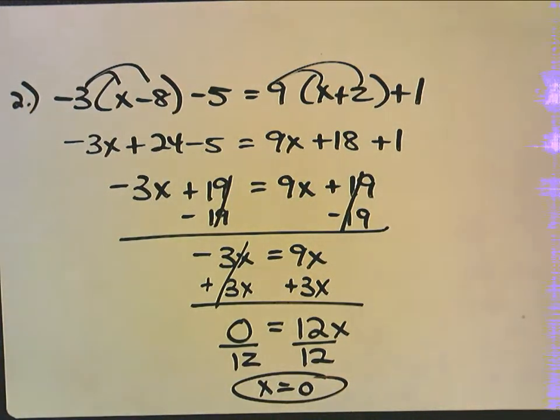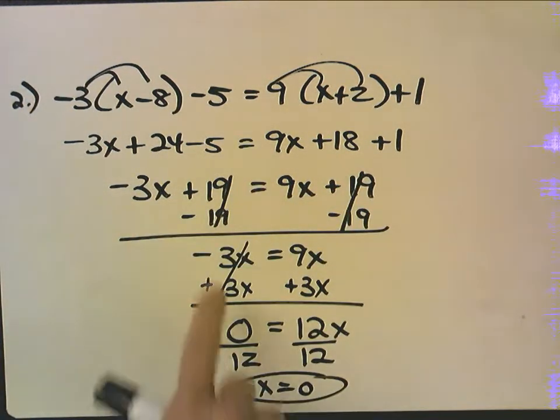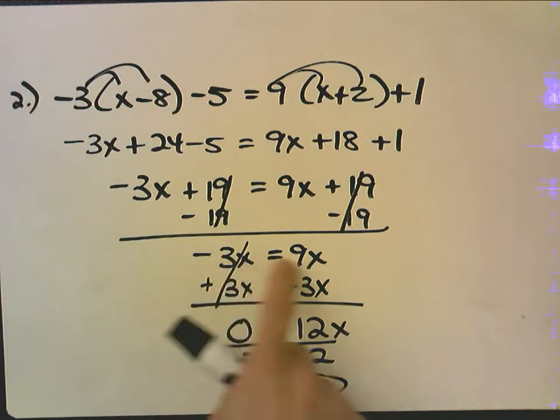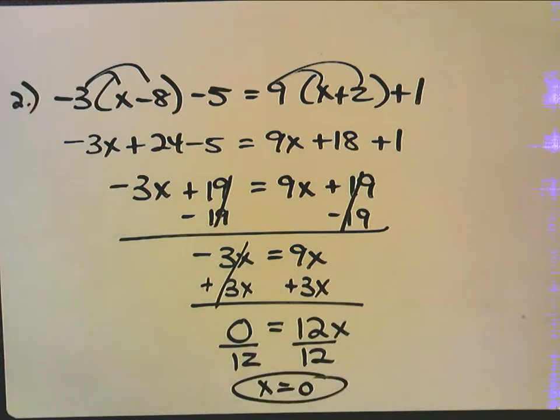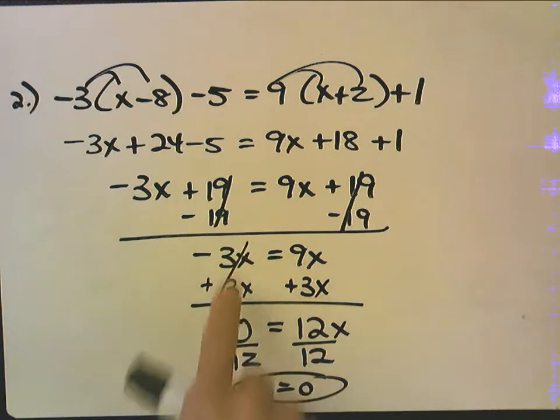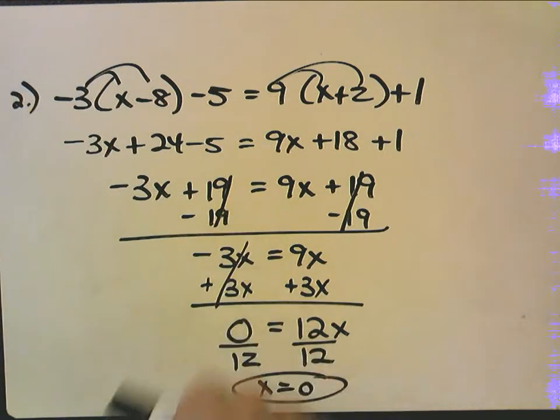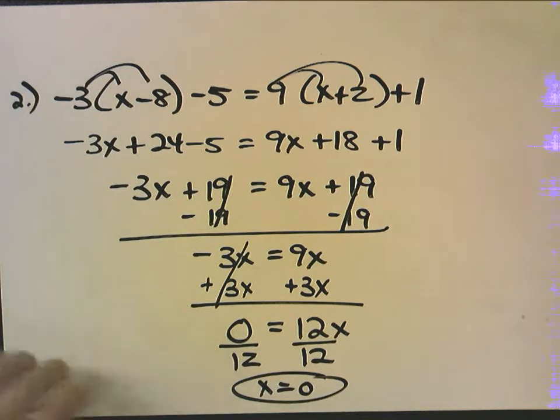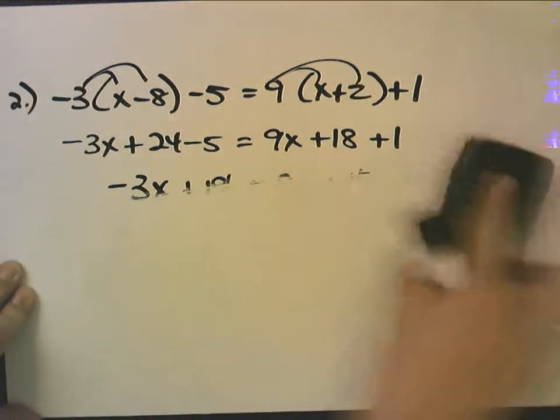And this is the type of problem that many of you mess up because you think -3x can't equal 9x. Well, it can if x is 0. And then you also think, well, I can't have nothing on the left-hand side. But you can, and in math, when we have nothing, we put a 0. Okay.